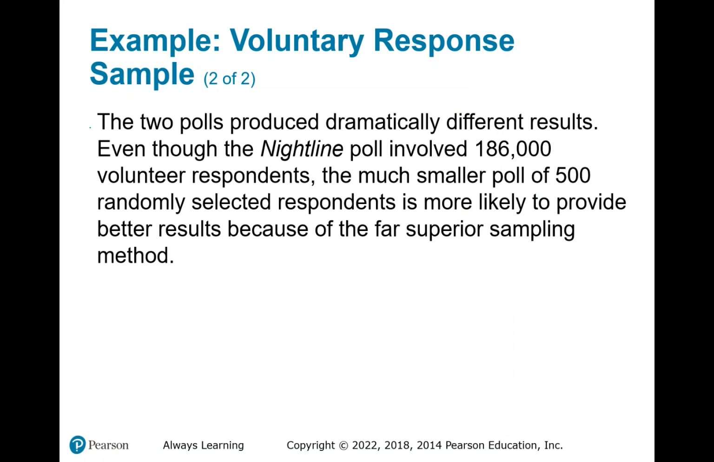First off, the two polls produced dramatically different results. Even though the Nightline poll involved a large sample of 186,000 volunteer respondents, the much smaller poll of 500 randomly selected respondents is more likely to provide better results that match the whole population of Americans. That's a better sampling method.